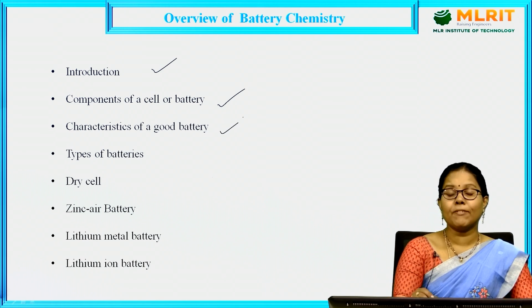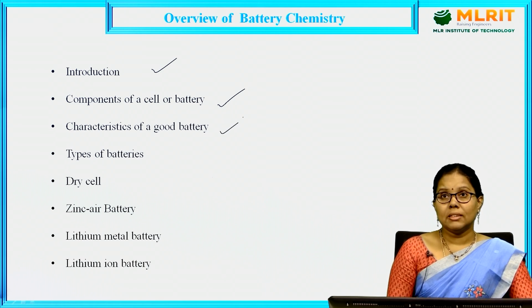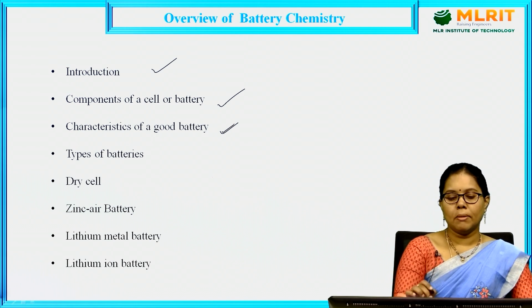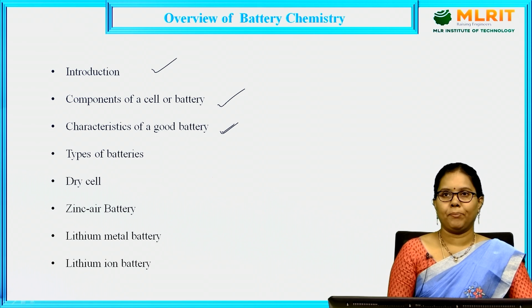Next, characteristics of a good battery: number of cycles of discharging and charging, the state of health of a battery, the end life of a battery, the capacity, the energy density of a battery. Everything we are going to learn in characteristics of a good battery.